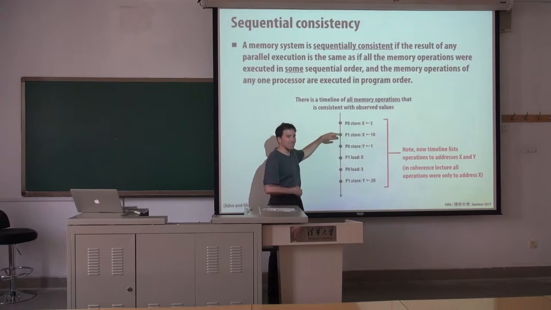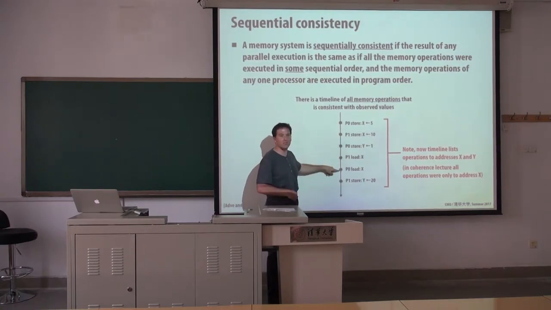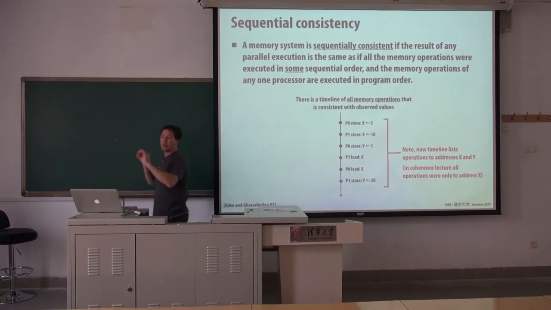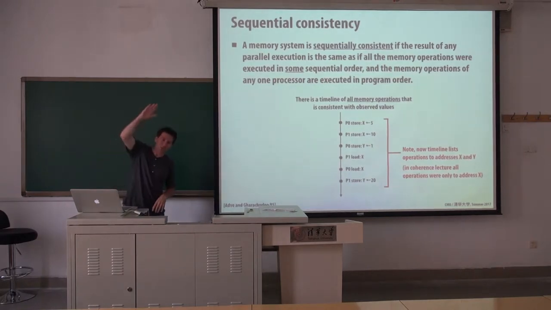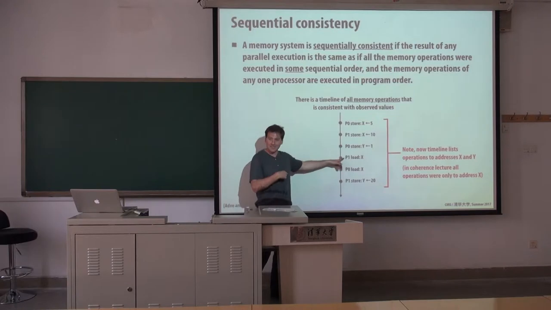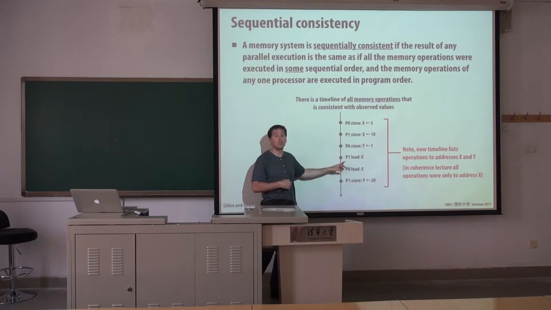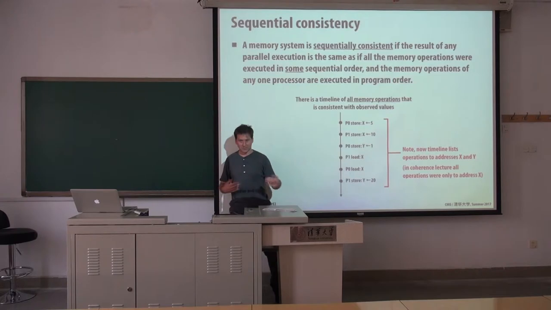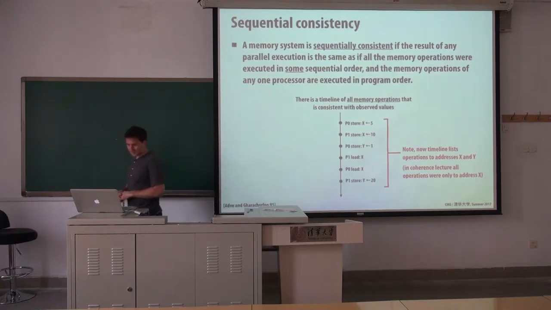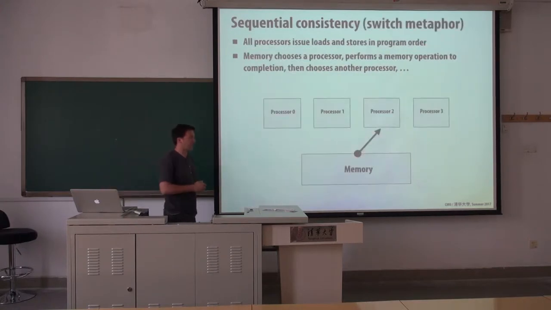Meaning that regardless of how many processors are running, all of the loads and stores can be put on a single timeline, and they look as if they are done serially or sequentially. Notice that in the last lecture, I drew a timeline of all loads and stores to the single variable x. Now there are loads and stores to different variables, x, y, maybe z. So a sequentially consistent memory system is equivalent to one that behaves like this.